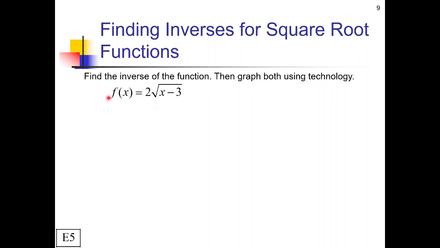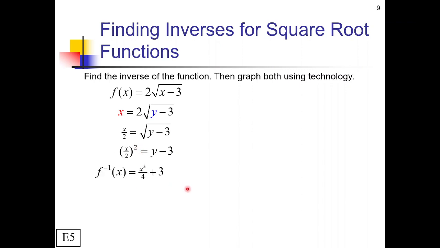All right, so switching x and y, we've got x equals 2 radical y minus 3. We can divide both sides by 2 to get the radical by itself at least. And now we're going to have to square both sides. So that's going to be x over 2 quantity squared equaling y minus 3. And then let's just add 3 to the other side to get y by itself. So we have f inverse equals x over 2 squared plus 3. Or you could make that x squared over 4 if you want to simplify it a little bit.